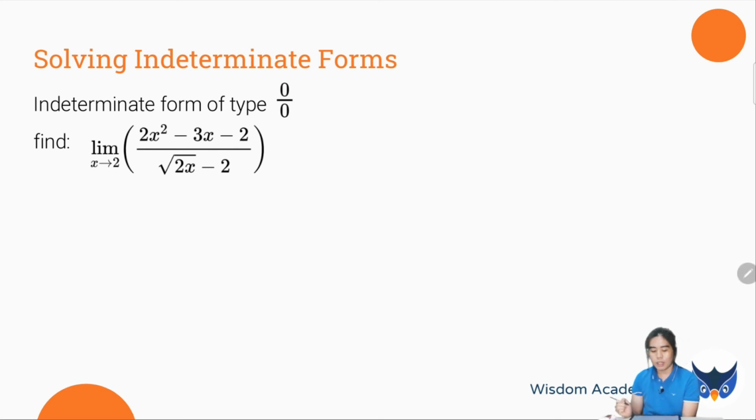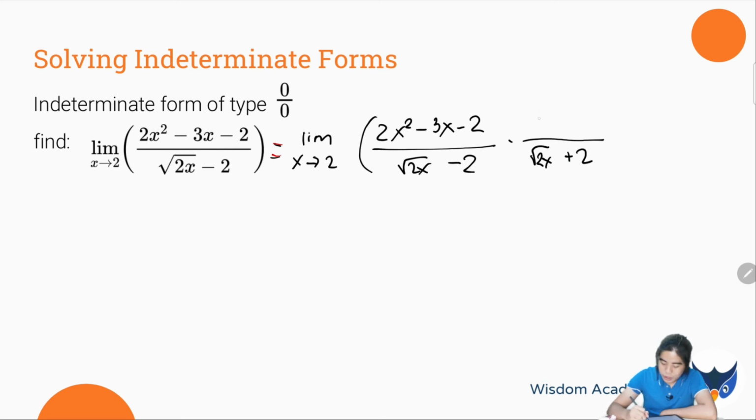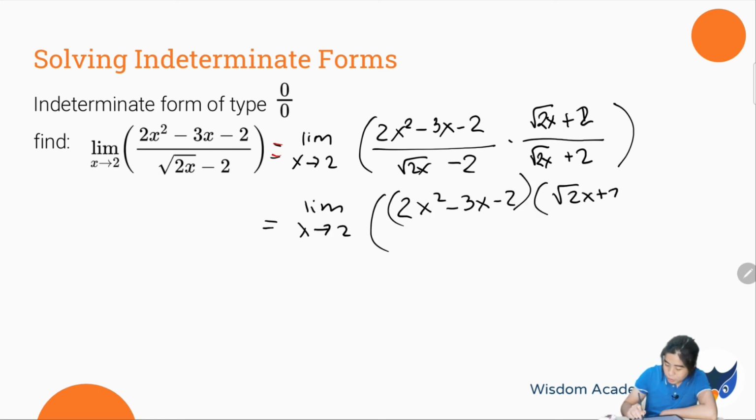Since 0 over 0 siya, let us use the other methods. Dito, since may square root sa denominator, we can do rationalization. Yun yung una natin gagawin. To do rationalization, we will multiply both the numerator and the denominator by square root of 2x plus 2. Ganun din sa numerator. By multiplying both the numerator and the denominator by square root of 2x plus 2, the denominator will be square root of 2x squared, so maging 2x lang siya, minus 2 squared, which is 4.